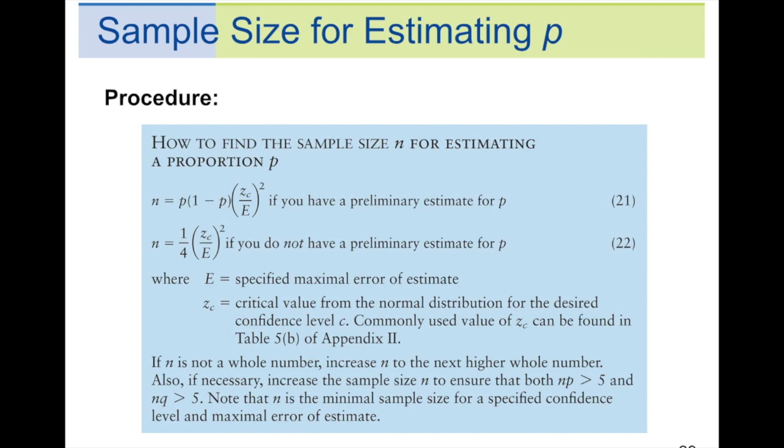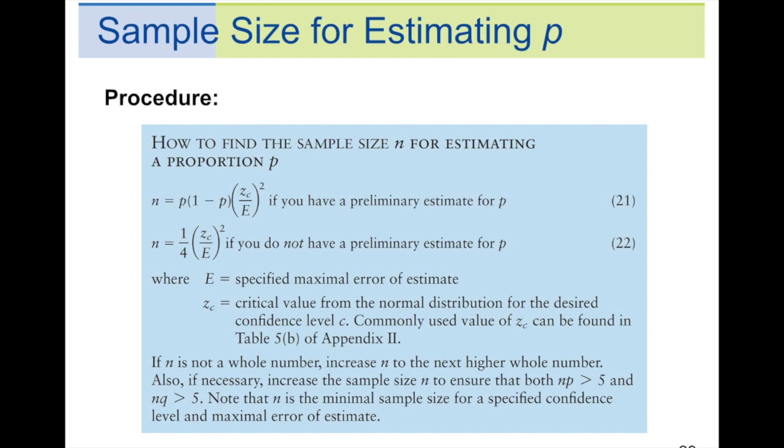So if you have a point estimate, you can use that. If you don't have a point estimate, then n equals 1/4 times z sub c over E, squared. Where they get 1/4 from is that it's the highest that p times 1 minus p can be, where p is 50%, so 1 minus p would also be 50%. So that would give you 0.5 times 0.5, which is 0.25, which is 1/4.